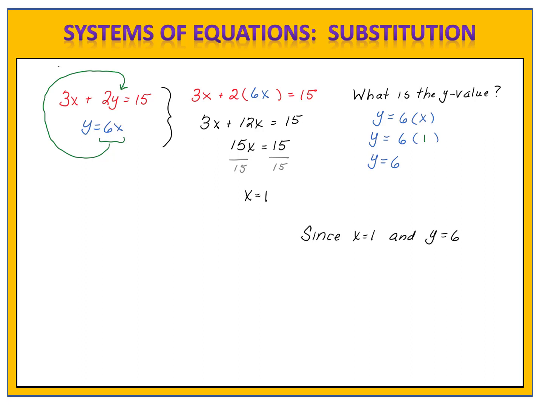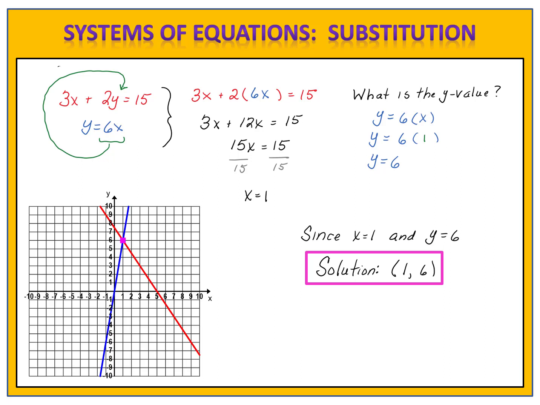Since x equals 1 and y equals 6, the solution to the system is the point 1, 6. Remember, this means if x is 1 and y is 6, both equations will be true at the same time. If we were to graph both of these lines, we would see the same thing. The point of intersection is the point 1, 6.